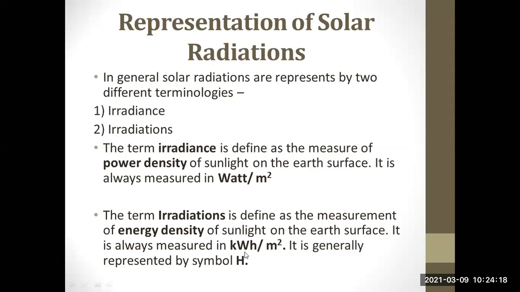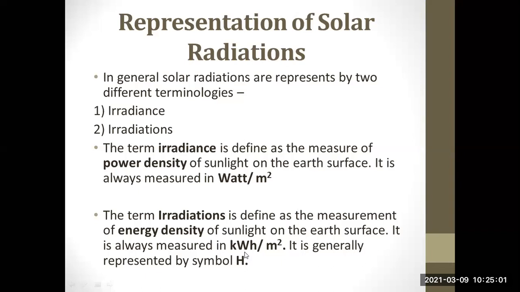So you should have a crystal clear difference between the meaning of irradiance and the meaning of irradiation. When I say irradiance, that means we are representing the intensity of solar radiation in terms of power density, watt per meter square, or you can use kilowatt per meter square depending upon the scale of magnitude of power. In the same way, when we represent the magnitude of solar radiation in terms of energy density, it may be watt hour per meter square or kilowatt hour per meter square, then that terminology is known as irradiation. Are you getting my point? Yes, sir. Very good.